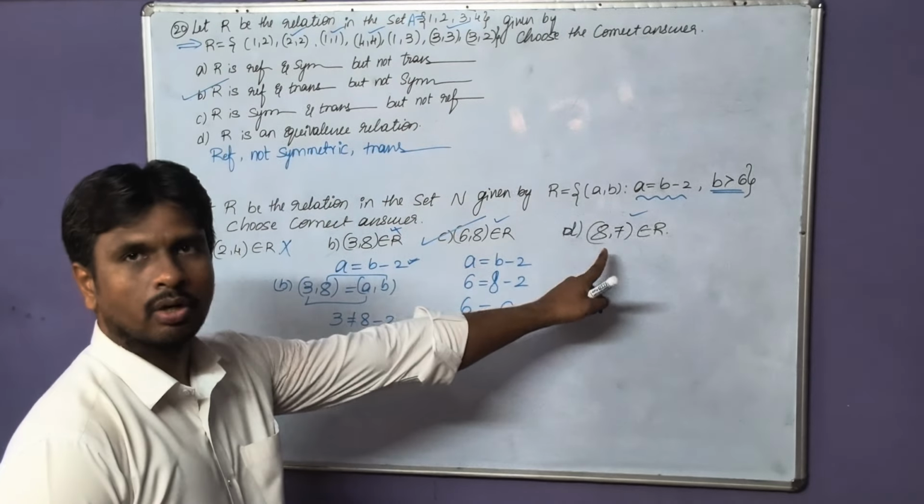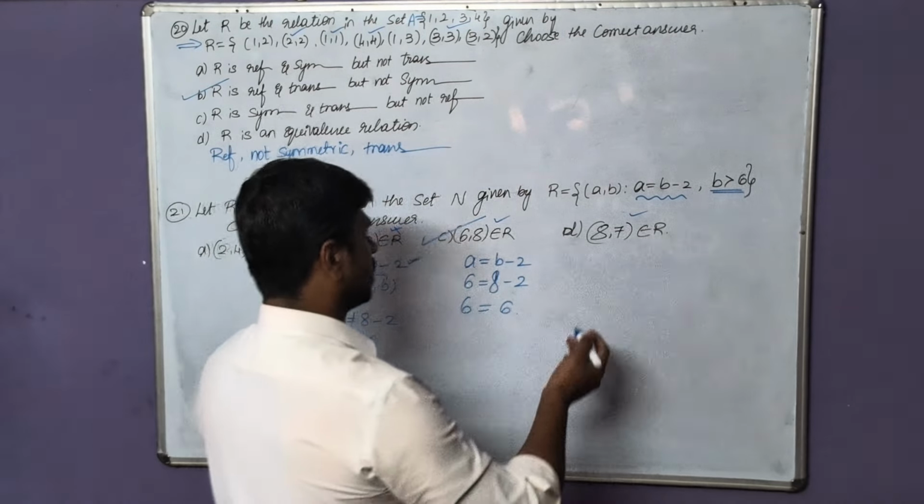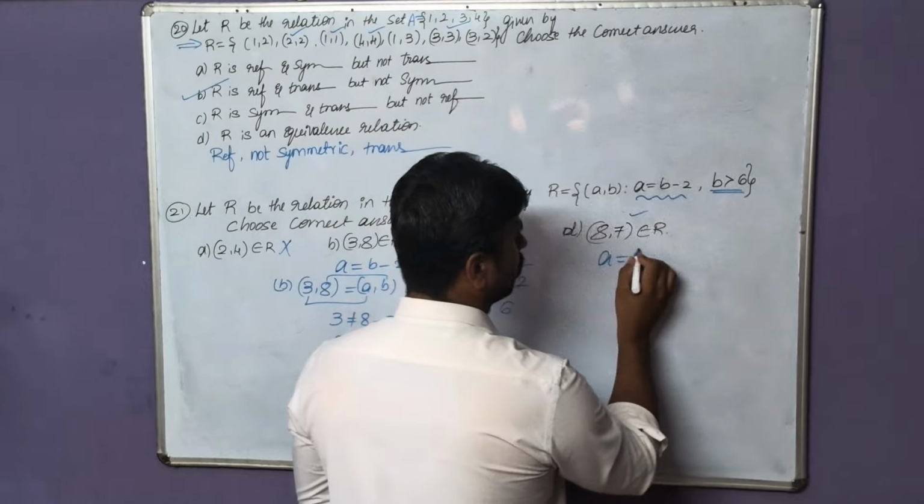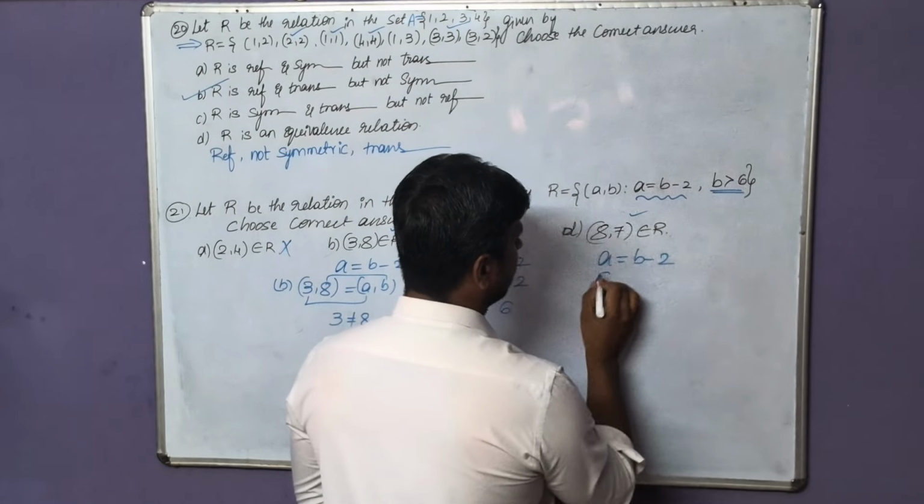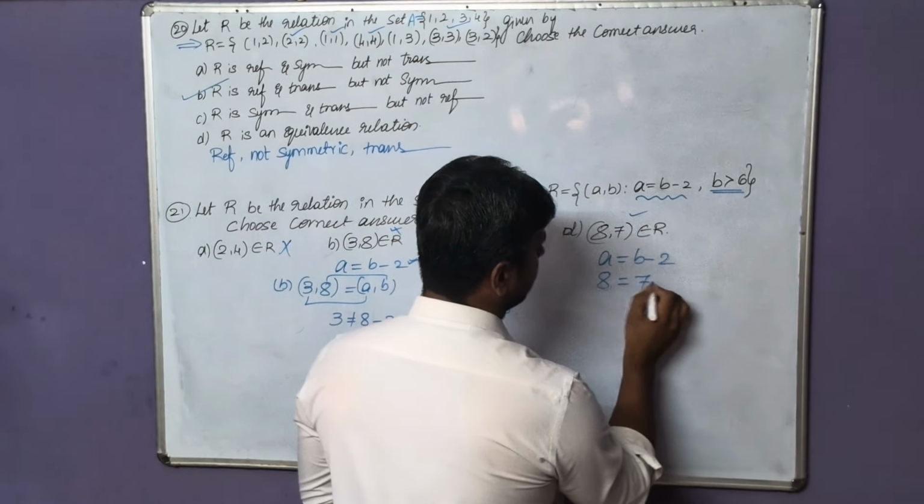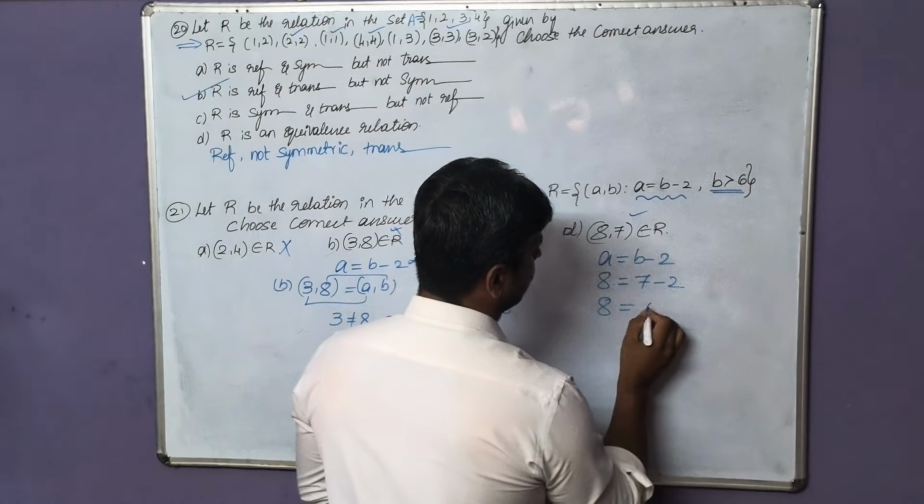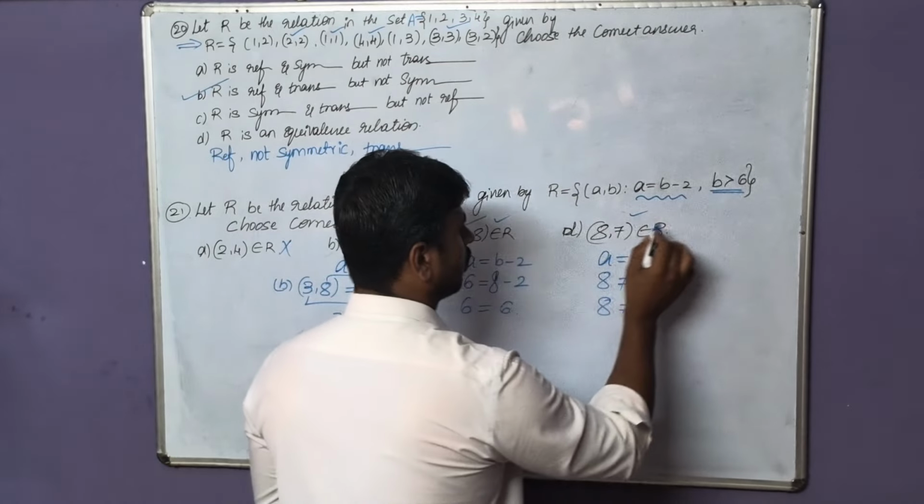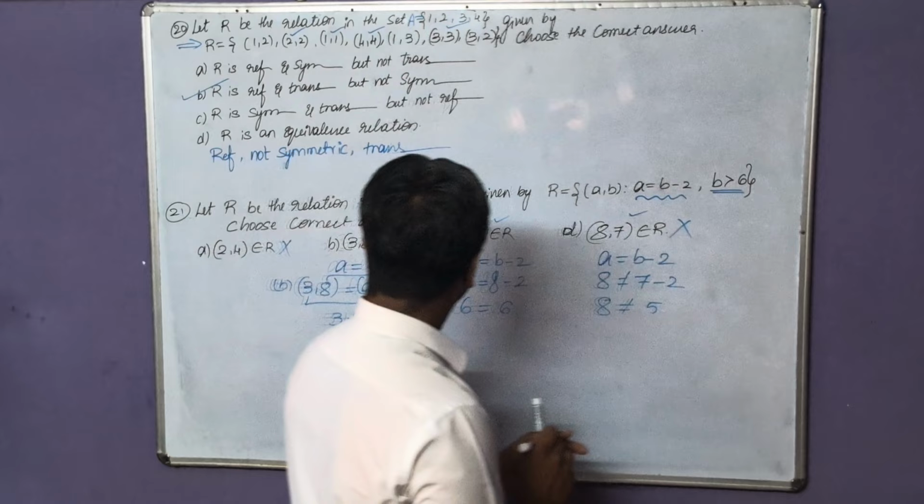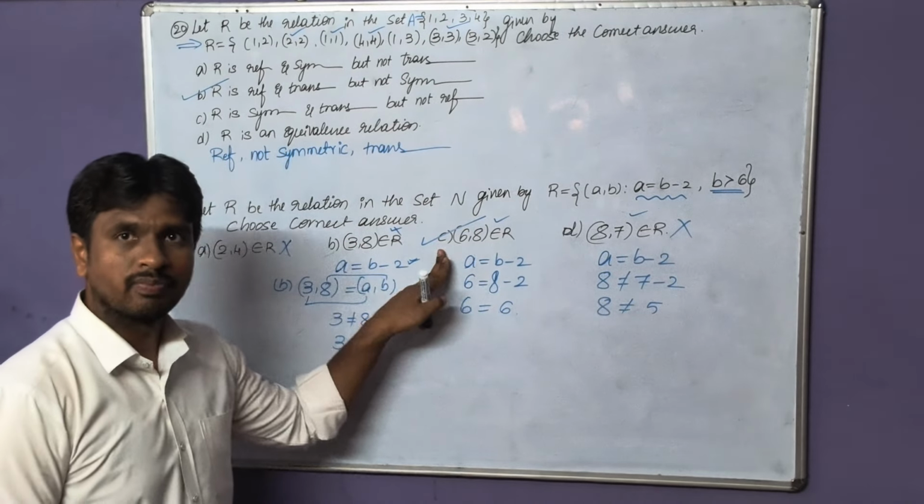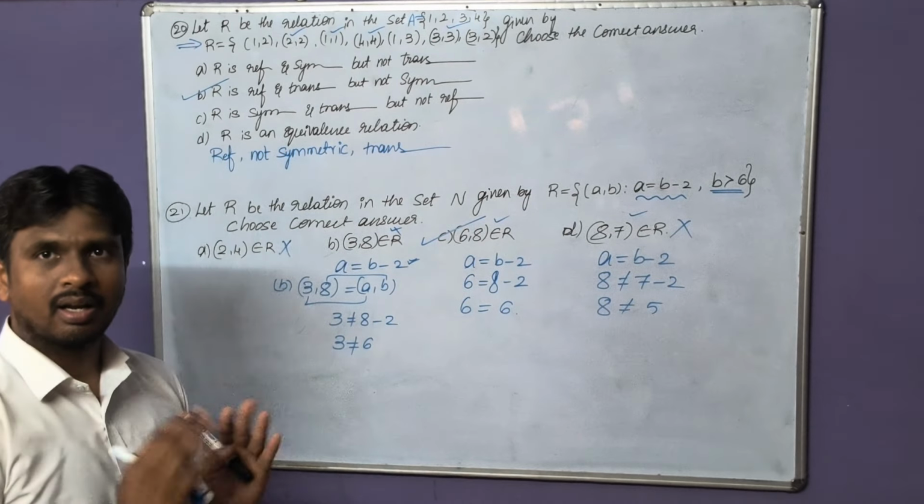If you have a doubt, you can cross check with option D also. It will not satisfy. I will show you that. A is equal to B minus 2. Here the A value is 8 is equal to the B value 7 minus 2. 7 minus 2 is nothing but 5. Since these two are not equal, option D is also not correct. So the correct answer is option C. I hope you have understood the entire relation concept.